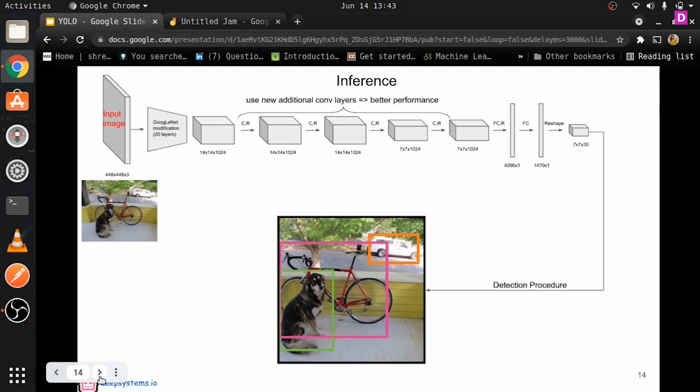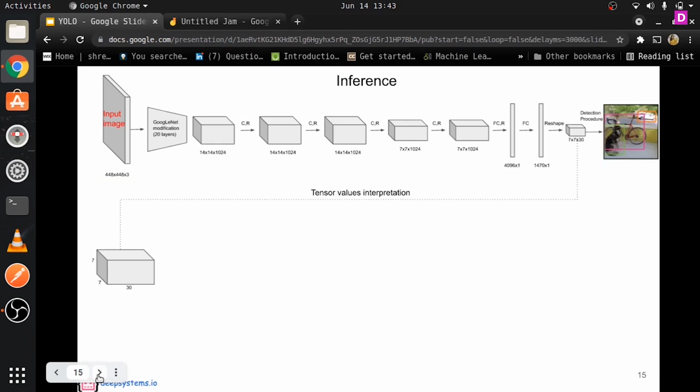We'll understand. Here they show that they have used additional convolution layers to increase the performance. They found through basic experimentation that using extra convolution layers gives us better performance. So now let us talk about this 7 cross 7 cross 30.